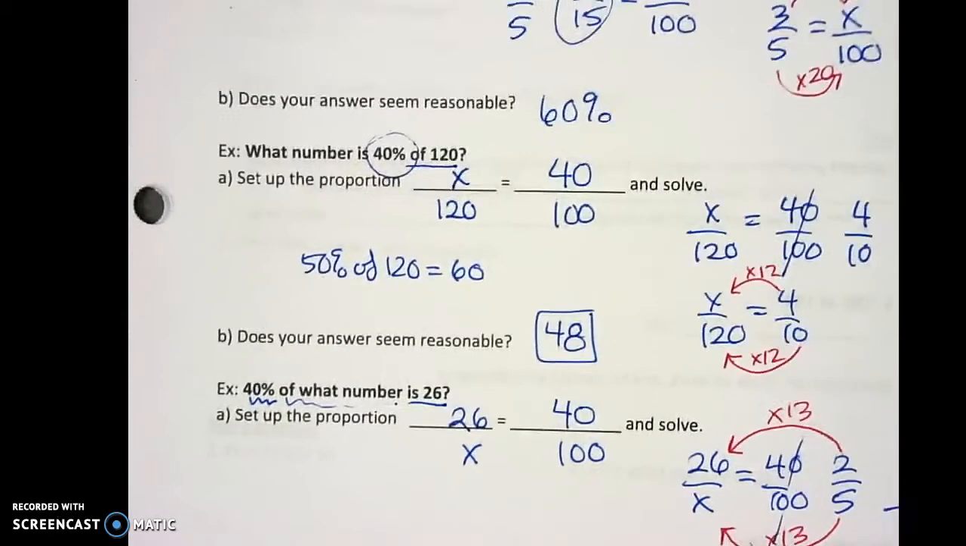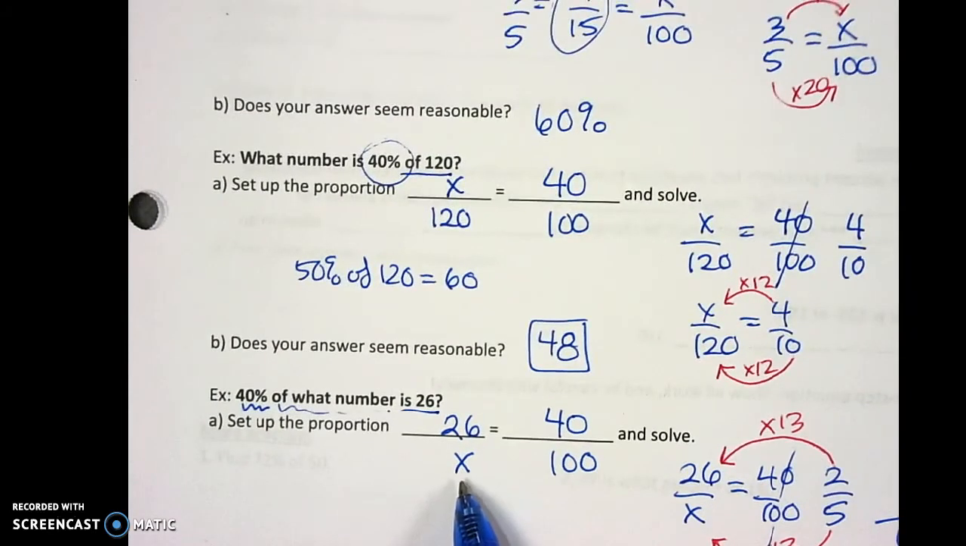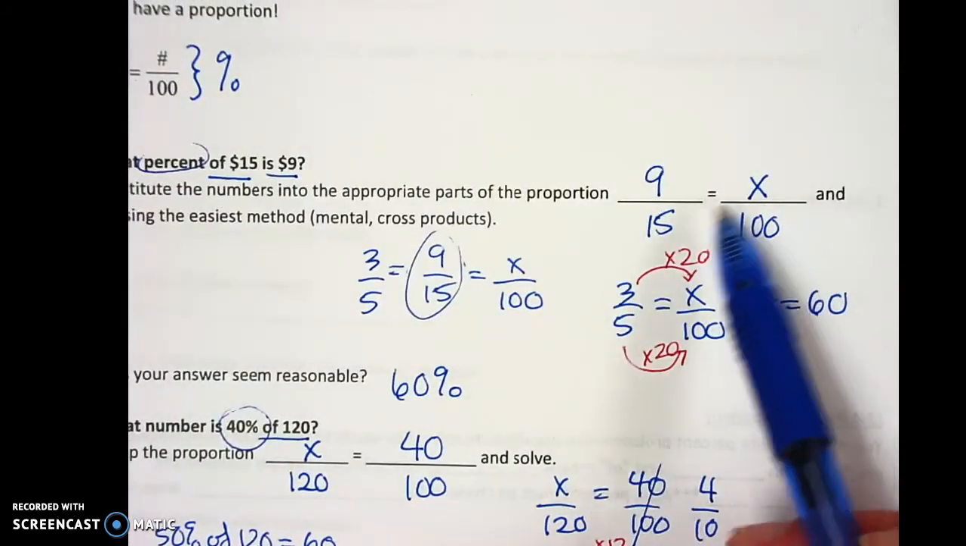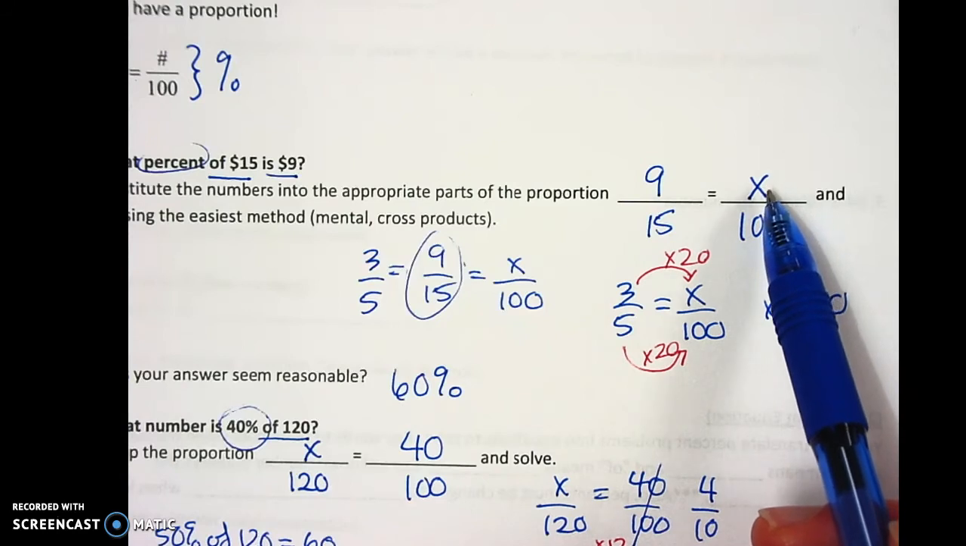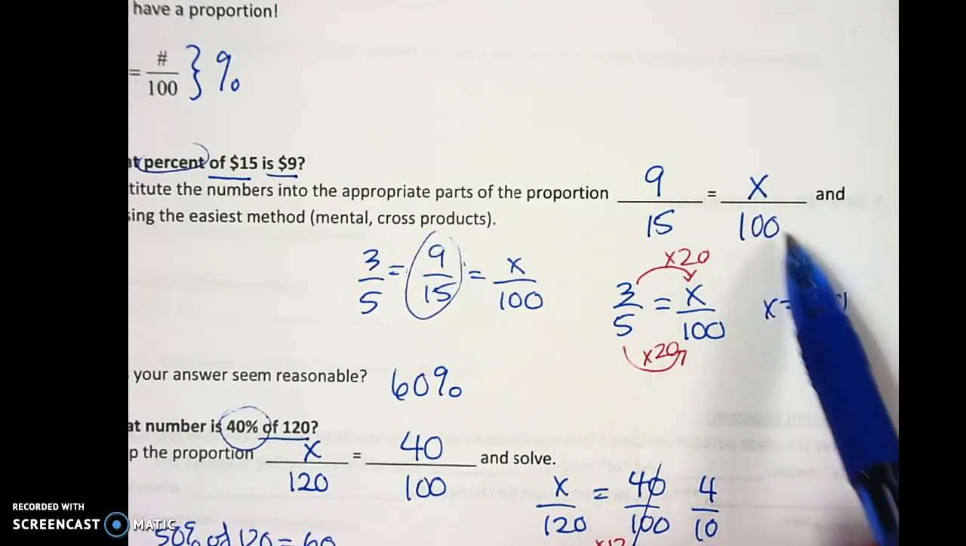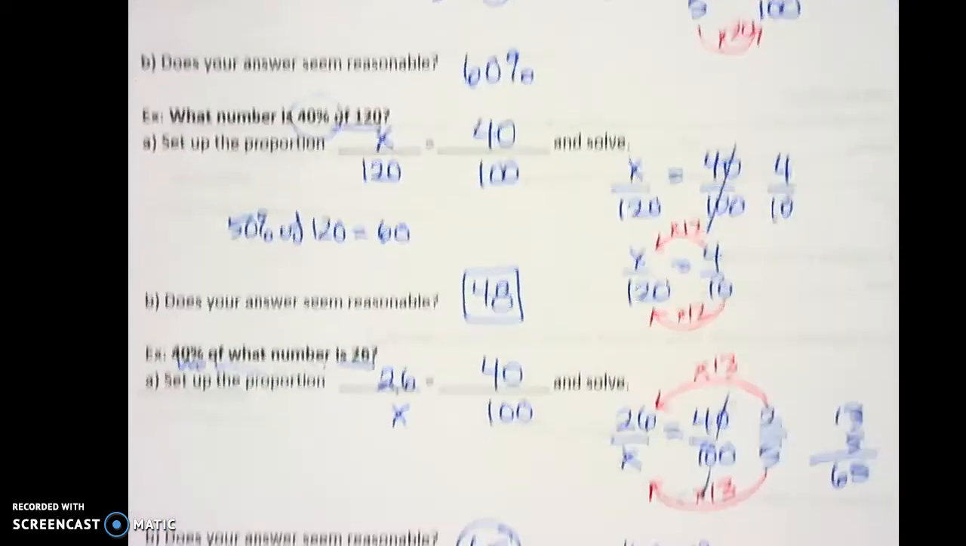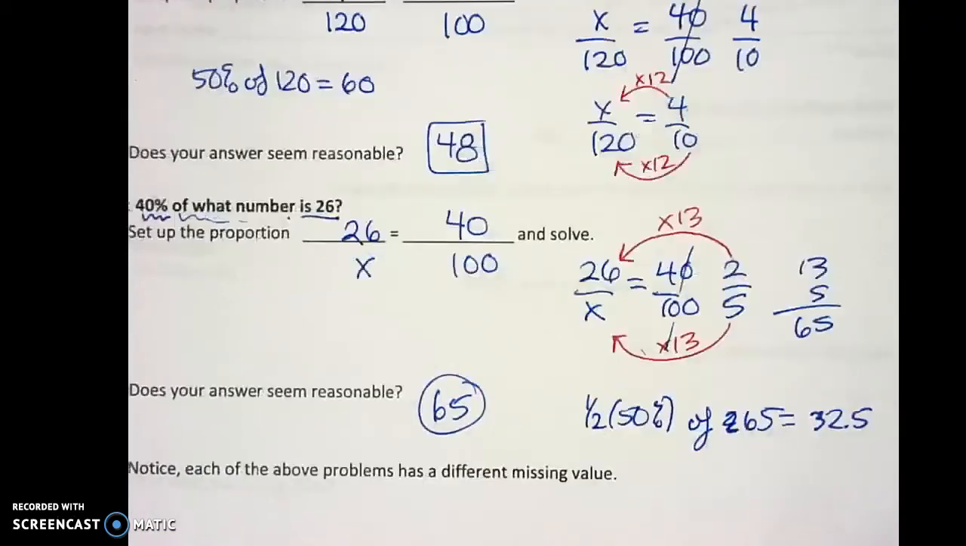All right, notice as we look back over these three problems, each of them had a different missing value. So our x was in the left-hand denominator, it was in the left-hand numerator, and it was in the right-hand numerator. It could never be down here because this is always our 100. So we practiced 3 different problems and our variable was in 3 different places. Turn the page to try a few more problems.